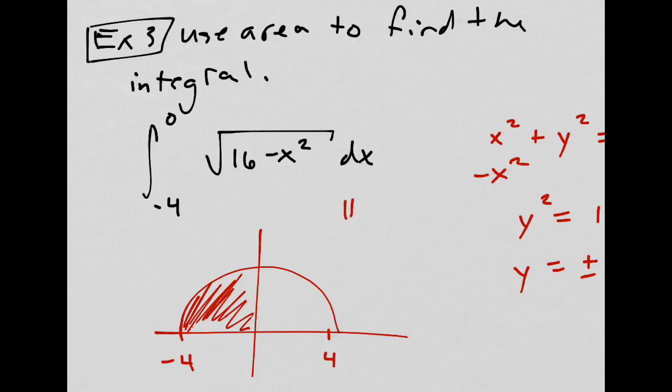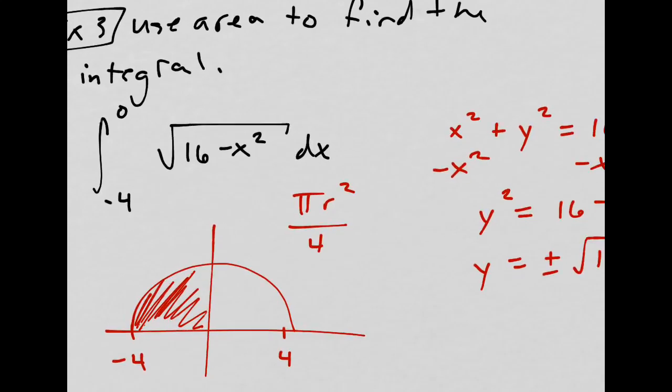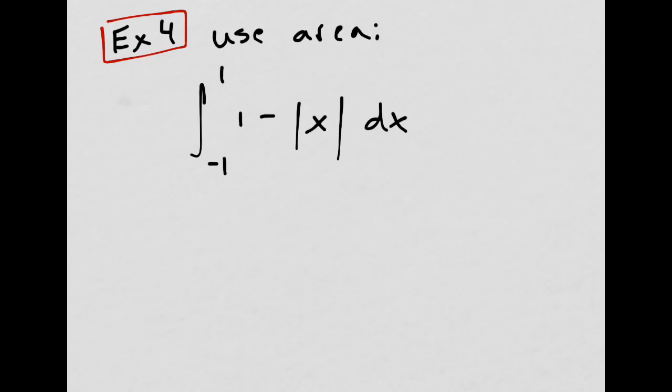I'd have pi r squared, but I have to divide it by 4 because I only have 1/4 of the entire circle. So this would be 16, right? 16 divided by 4 is 4 pi. Units squared. So use area to find this integral.